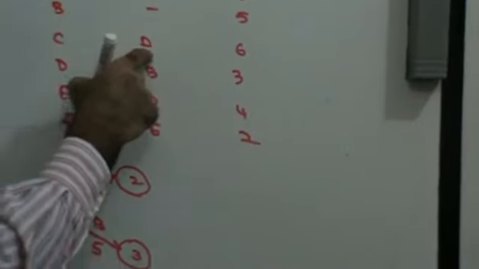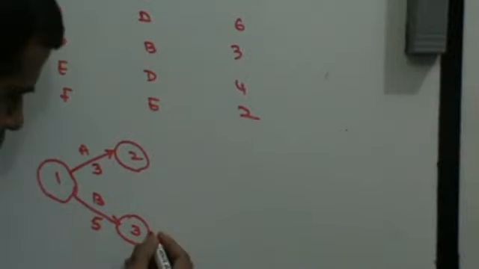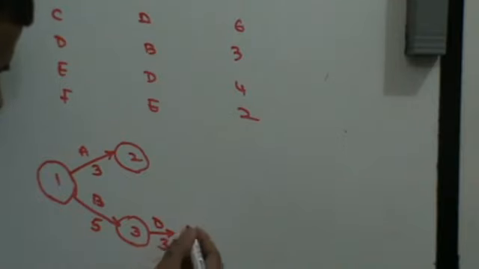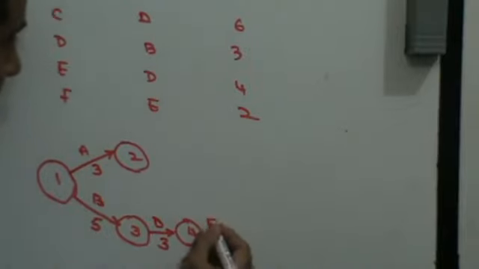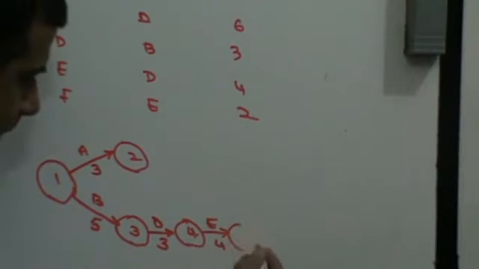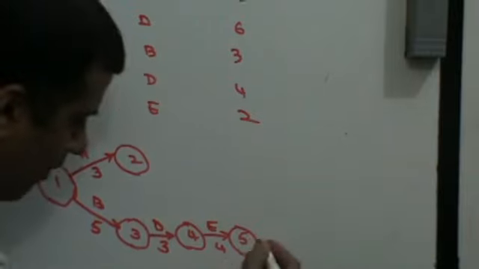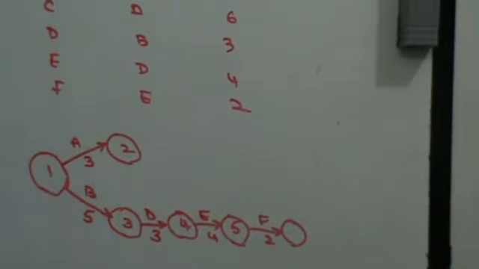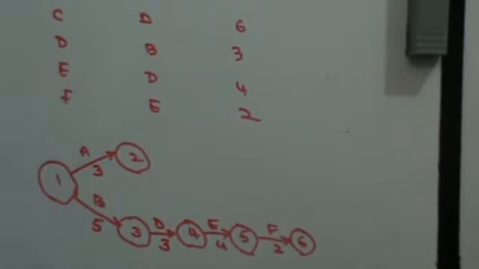Now from A you are supposed to go to C. You just see that. From B you are going to go to D, which is for 3 days. From D you are going to go to E, which is for 4 days. From E you are going to go to F, which is for 2 days, right? This is 6. Now remember, they haven't said what happens from C.